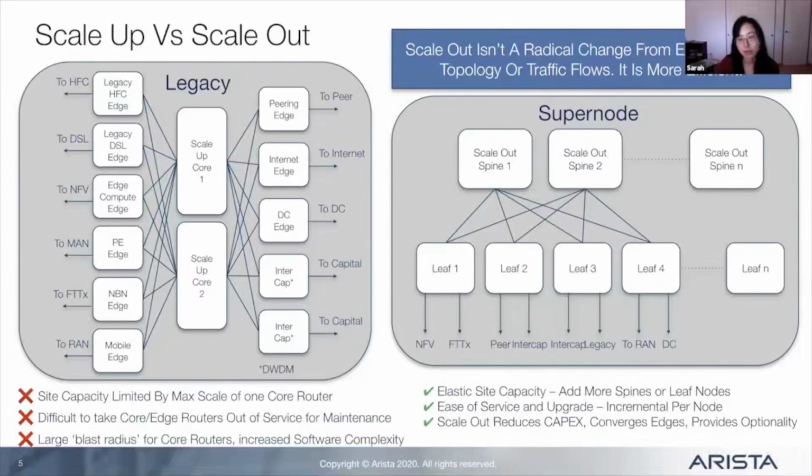On the other hand, if we have a supernode to replace a core node, then first, it can be expanded very easily. You can have more leaves or more spines or more stages. It's also multi-vendor, so you can buy leaves and spines from different vendors. And the software upgrade is much easier, so you can upgrade one node at a time incrementally.